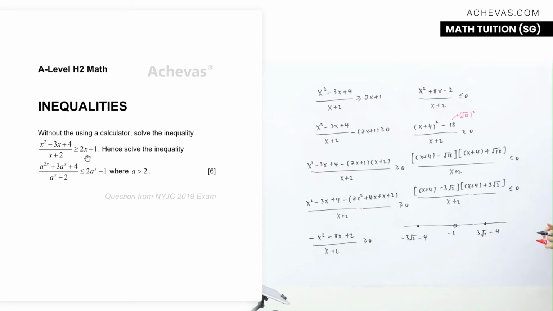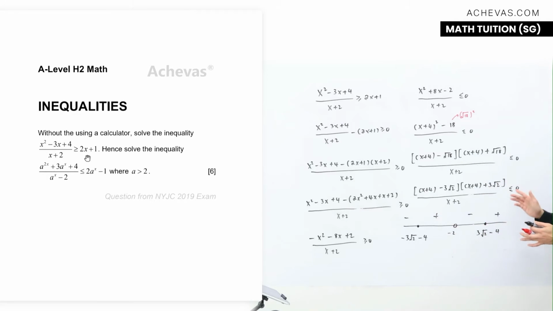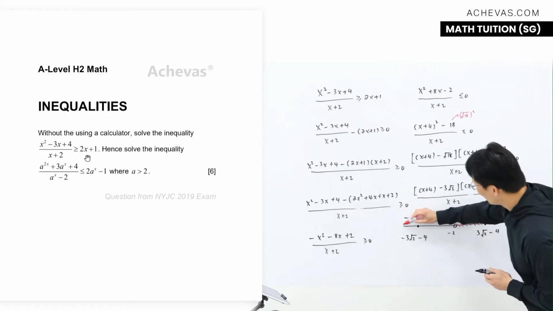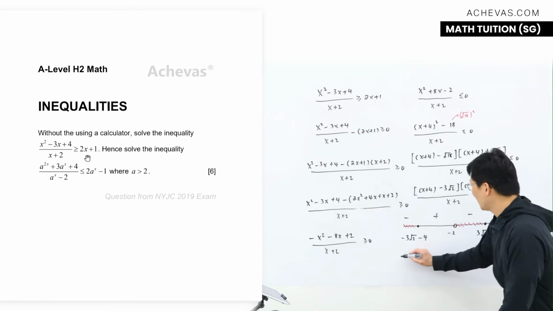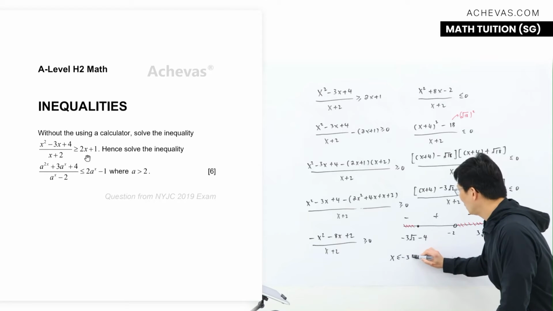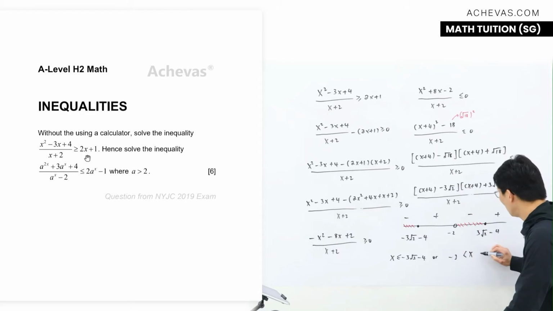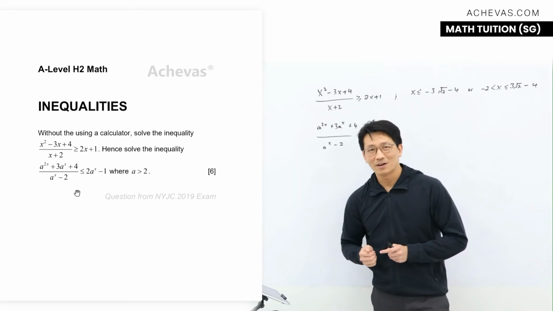By plugging some values within each region into our calculator, we can determine that the sign for this is a plus, this is a minus, this is a plus, this is a minus. And since the question wants us to have lesser or equal to 0, these are the regions that I'm looking at, here and here. So I can write down my final answer: x lesser or equal to minus 3 root 2 minus 4, or x greater than minus 2 and lesser or equal to 3 root 2 minus 4.